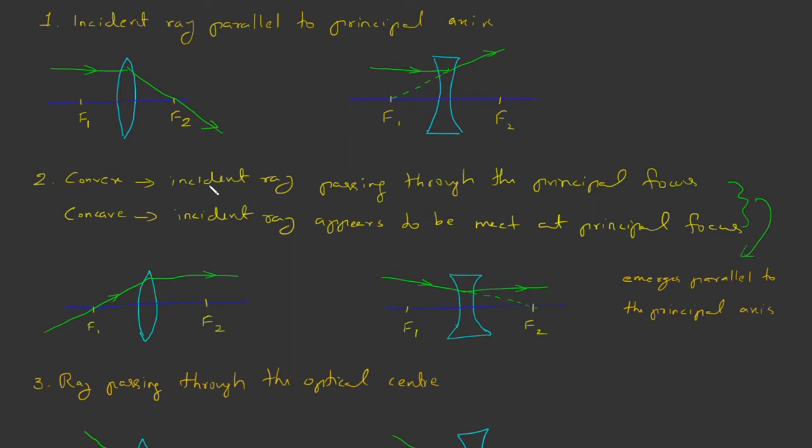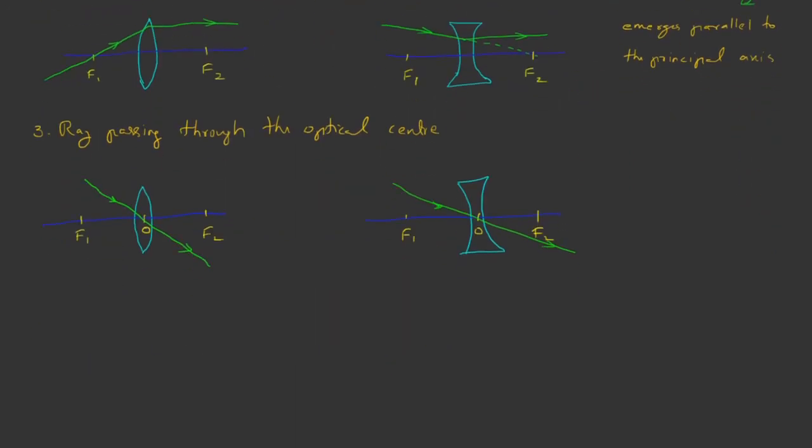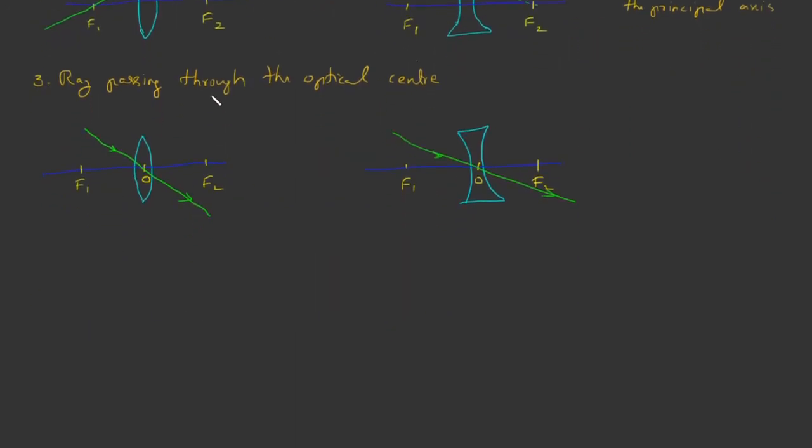The second ray we considered here is the incident ray passing through the principal focus for convex lens, and the incident ray appears to meet at the principal focus for concave lens. And after refraction, both rays will emerge parallel to the principal axis. And the third ray we considered here is a ray passing through the optical center. It passes without any deviation. So by using these three rays, we can draw ray diagrams for convex and concave lenses for different positions of object.